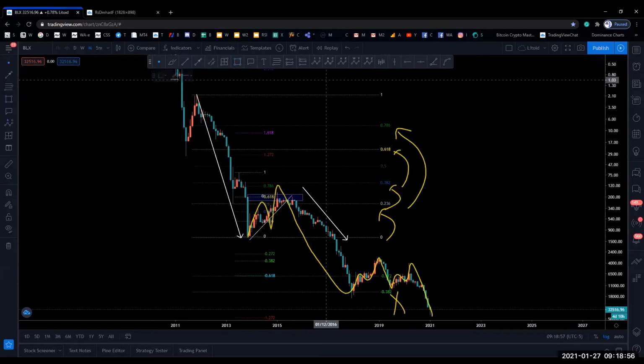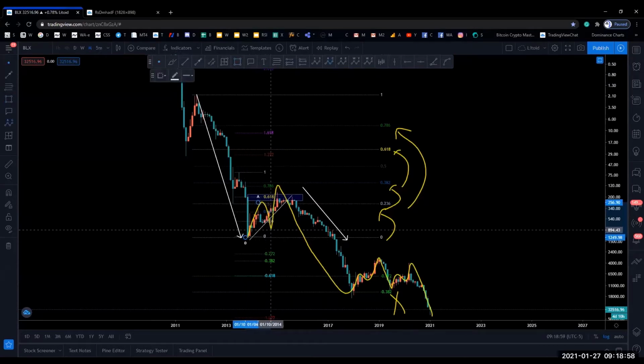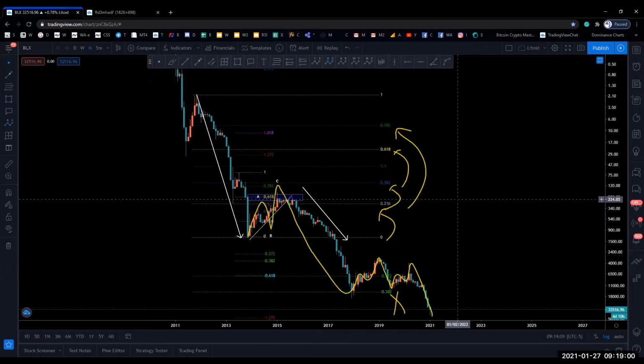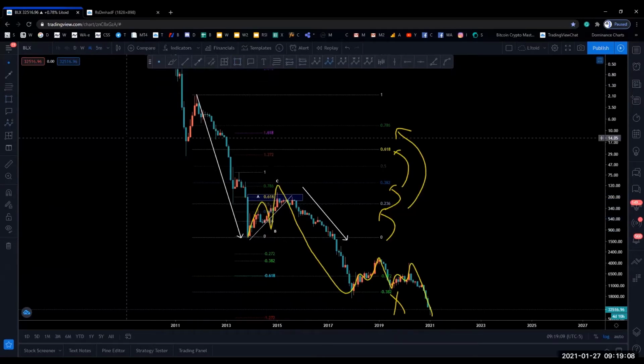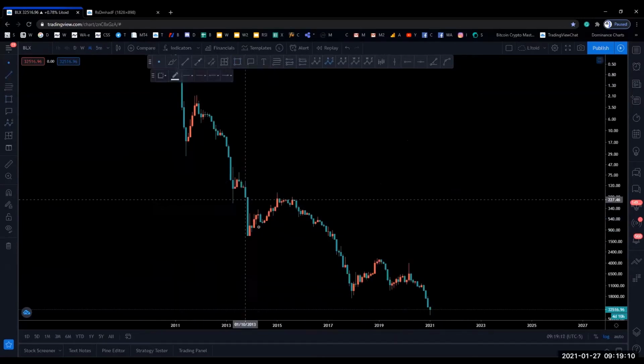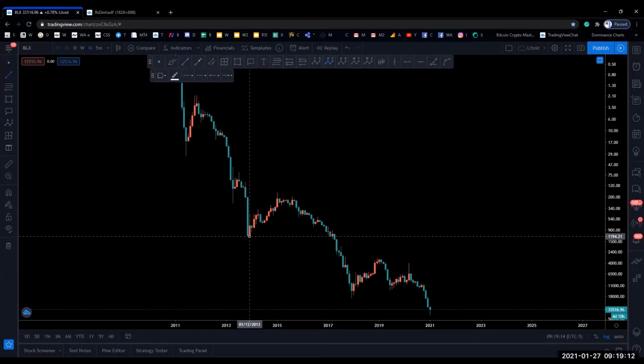After you move three times, you can say this is A, this is B, this is C. And that's why I say don't count it. Don't start by counting everything. You're going to get lost. Just look at the patterns. Just draw these trend lines. Do the exercise. Go to your charts.